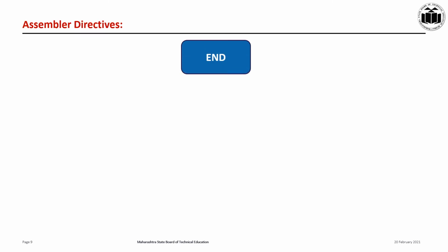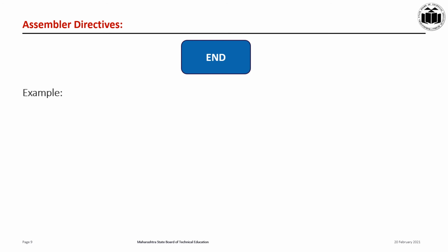Proceeding further, we have END directive. END directive indicates to the assembler the end of the source file. END directive is the last line of an 8051 program, meaning that in the source code, anything after the END directive is ignored by the assembler. Once it encounters this directive, the assembler will stop interpreting the program into machine code.